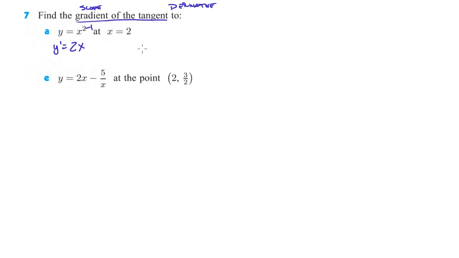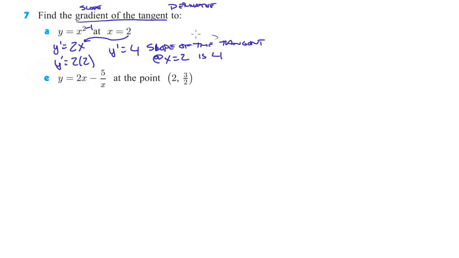And then it says find the slope of the tangent to this line here at x equals 2. All you want to do now is simply plug 2 in for x here. So y prime equals 2 times 2, so y prime is 4. So the slope of the tangent at x equals 2 is 4. Okay?